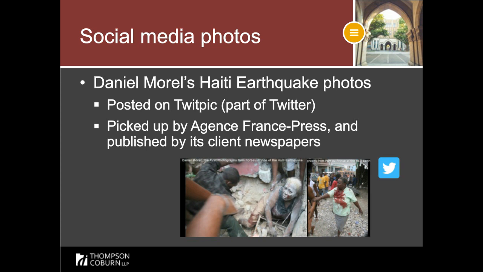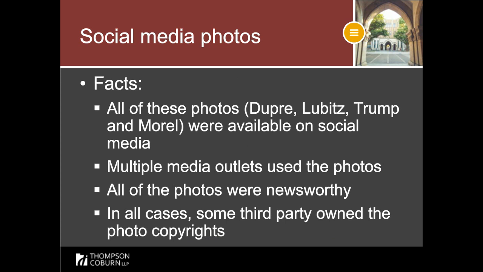Okay, so now we have basically 4 different instances of photographs being found on social media, considered to be highly relevant to the news, and used by news organizations. What does that tell us legally? Well, all the photos were newsworthy, but in all cases, some other person was the owner of the copyright. So all were unauthorized uses of a copyrighted photograph.